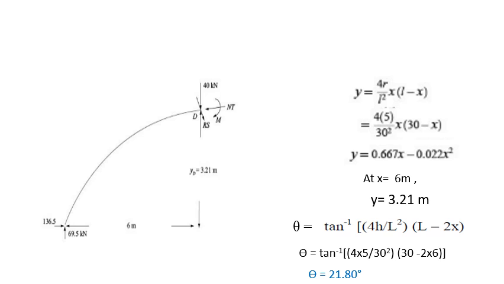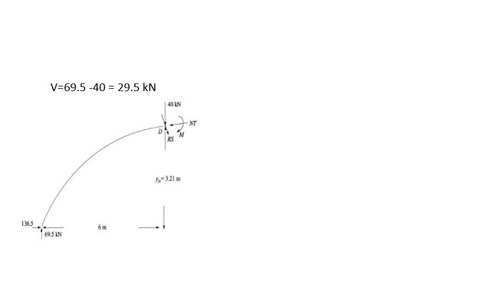Okay, so when we have got the y and theta, you can apply the equation of the normal thrust, radial shear, and we can find out the bending moment too. So to find out the normal thrust and the radial shear at the given section, we have to find out the shear force Vx also. So V is equal to summation of all the vertical forces at the section, that is 69.5 minus 40. So that you get it as 29.5 kilonewton.